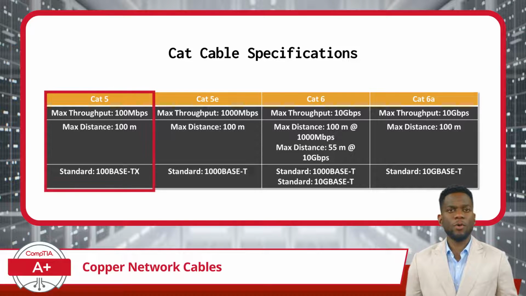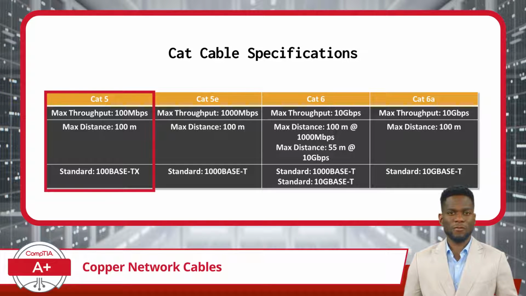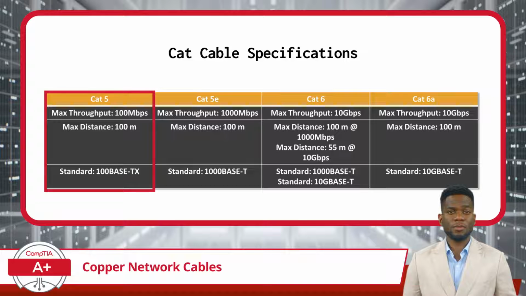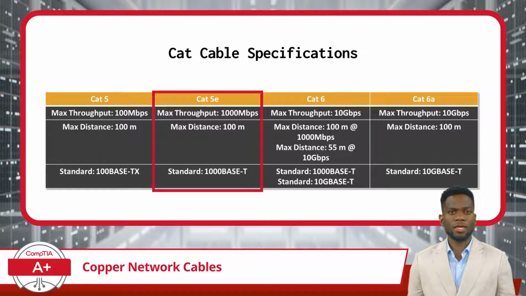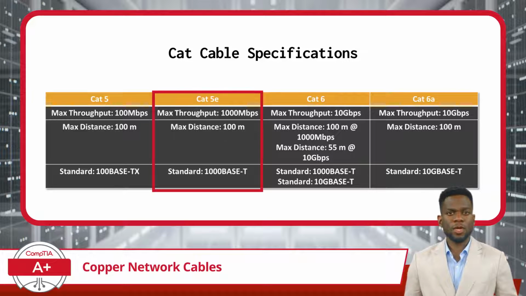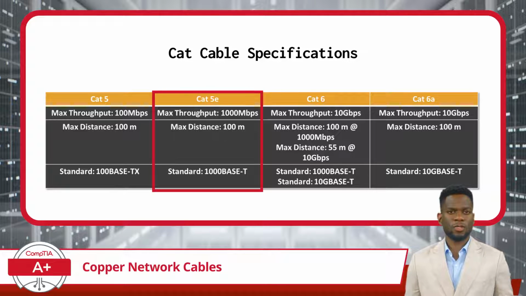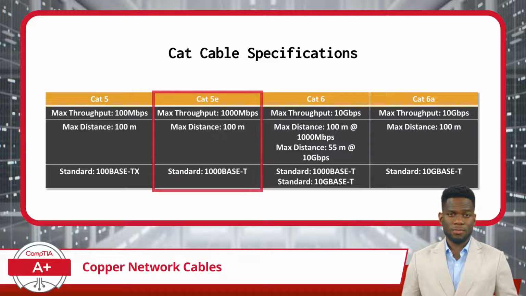Cat5 cables support 100 megabits per second of throughput for a distance of up to 100 meters. This conforms to the 100BASE-TX standard. Cat5e cables support 1000 megabits per second of throughput for a distance of up to 100 meters. This conforms to the 1000BASE-T standard.